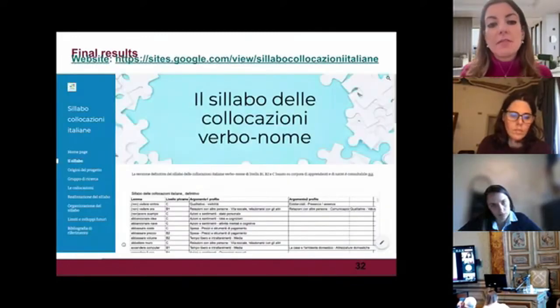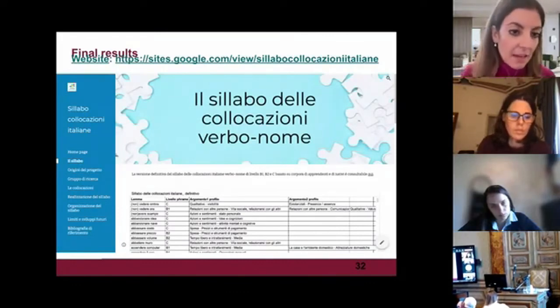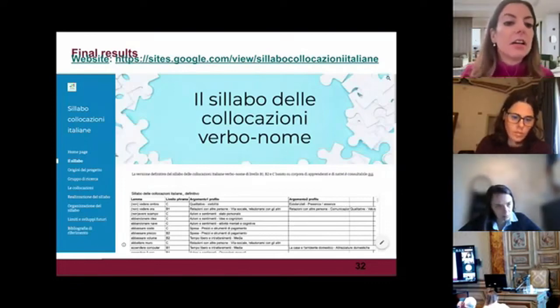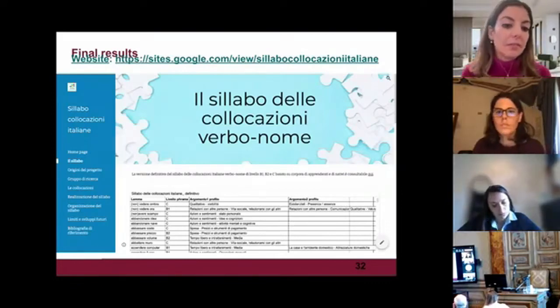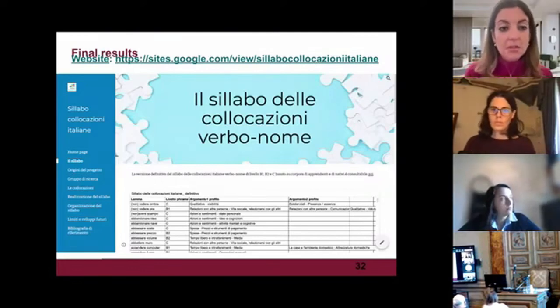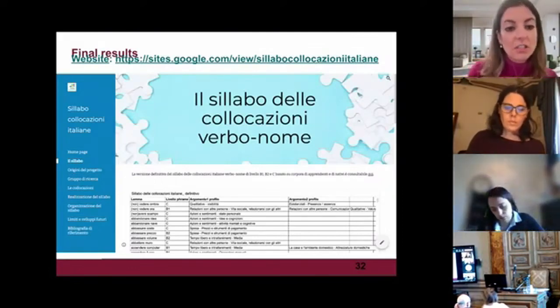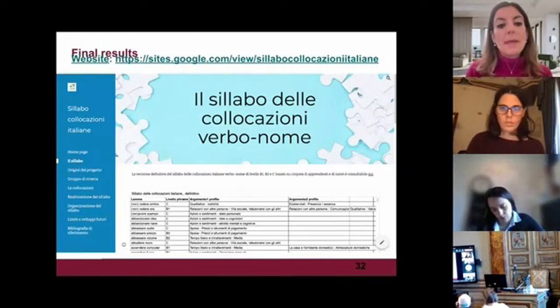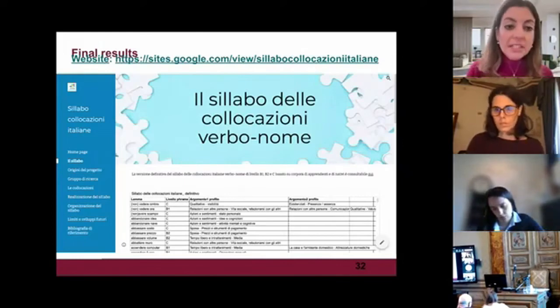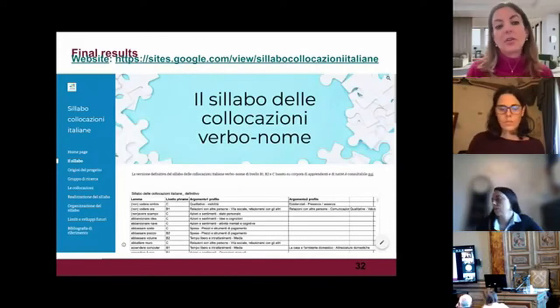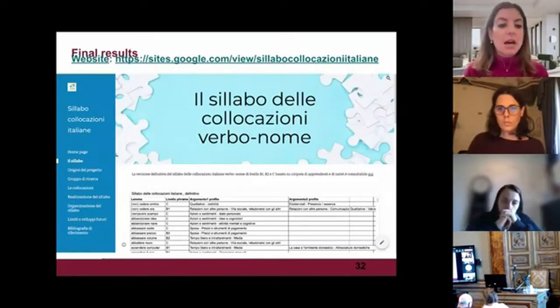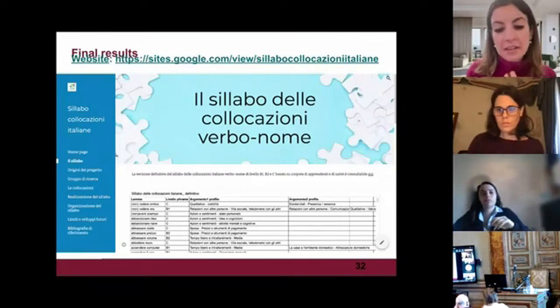The syllabus is available on a website, Syllabo Collocazioni Italiane. If we have a quick look at the menu on the left of the website, we can see the full syllabus, but also some information on the origins of the project, the research group, how the syllabus was realized and organized, some ideas on future developments and limitations, and some references.